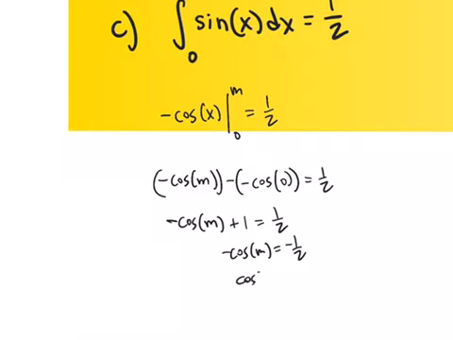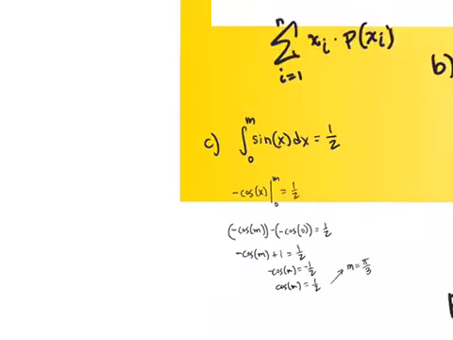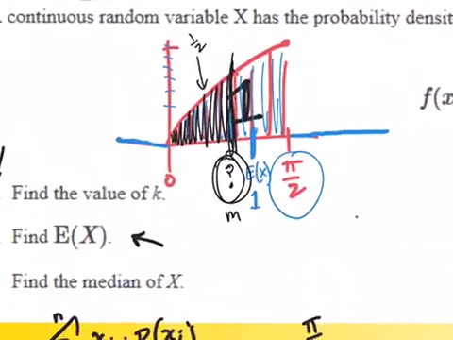So cosine of m is equal to 1/2. And of course, on our unit circle, we know if cosine of m is 1/2, that means m is an angle, and it's going to be pi over 3. So our median here is pi over 3.